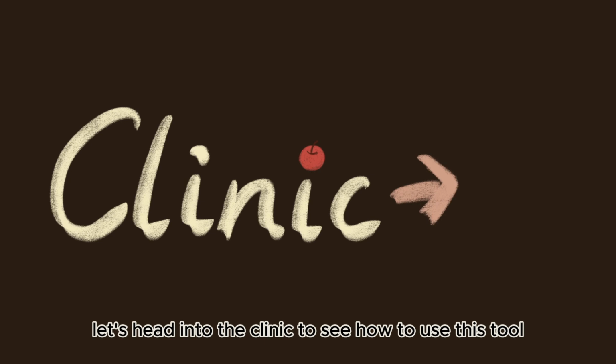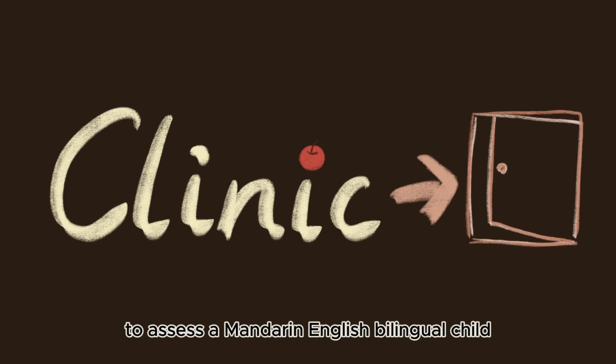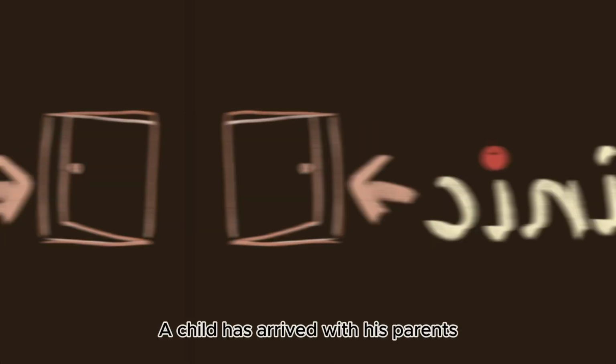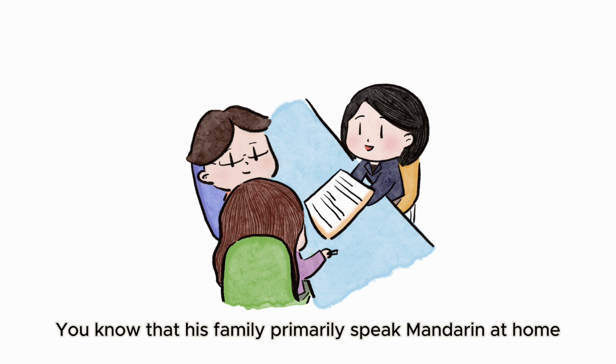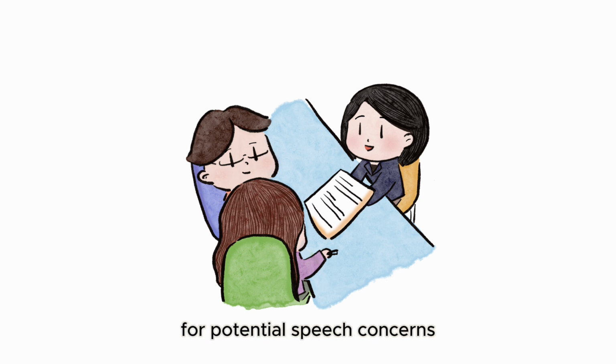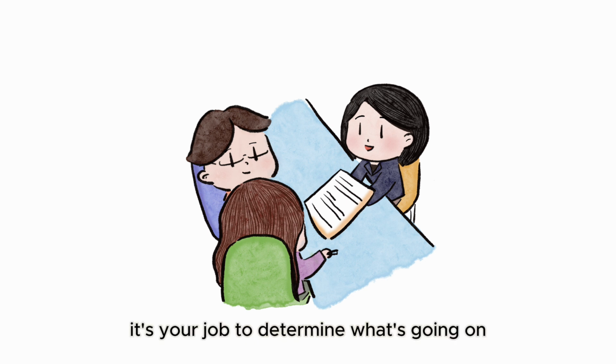Next, let's head into the clinic to see how to use this tool to assess a Mandarin-English bilingual child. A child has arrived with his parents. He has been living in this English-dominant country for a few months. You know that his family primarily speaks Mandarin at home, and he was referred to this clinic for potential speech concerns. As a clinician, it's your job to determine what's going on.